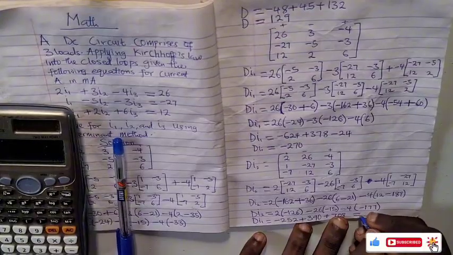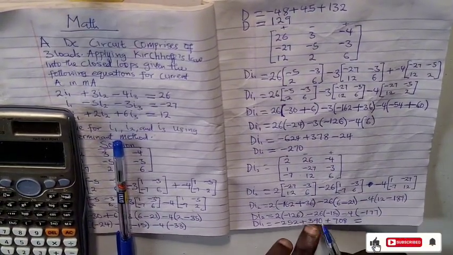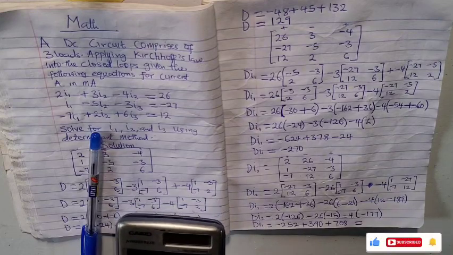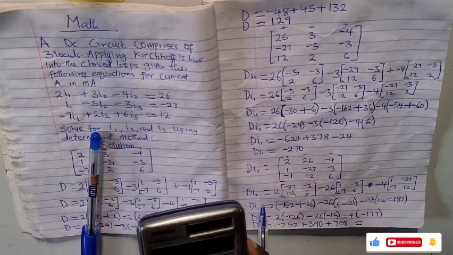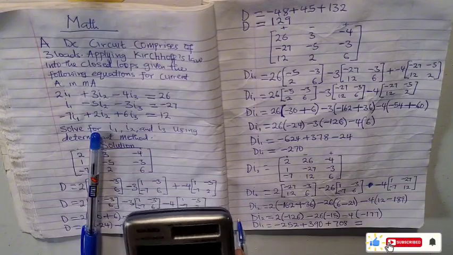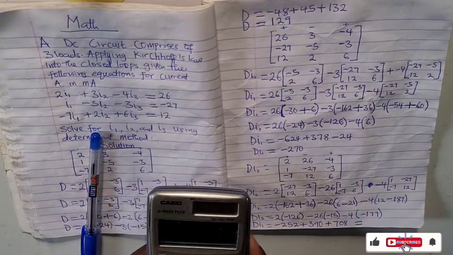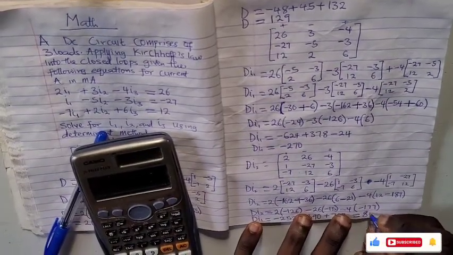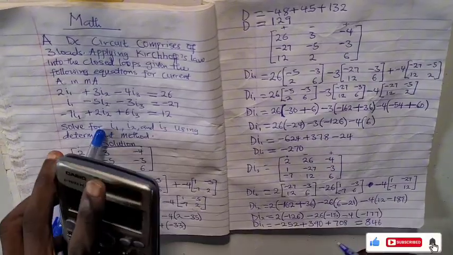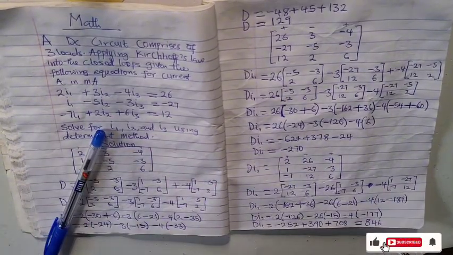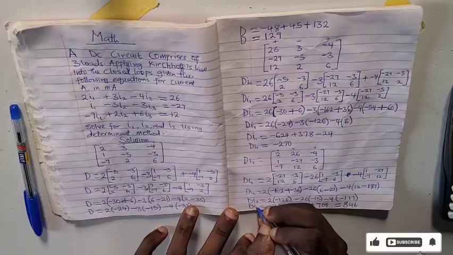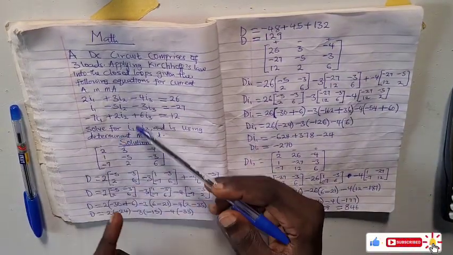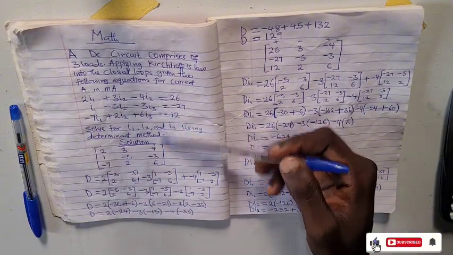So everything here: minus 252 plus 390 plus 708. Okay. So this gives us 846. Now we have gotten our DI2. Sorry, it is not DI1, it is DI2. We have gotten the determinant of the second, that is the I2. So we need to get the determinant of the I3, okay?